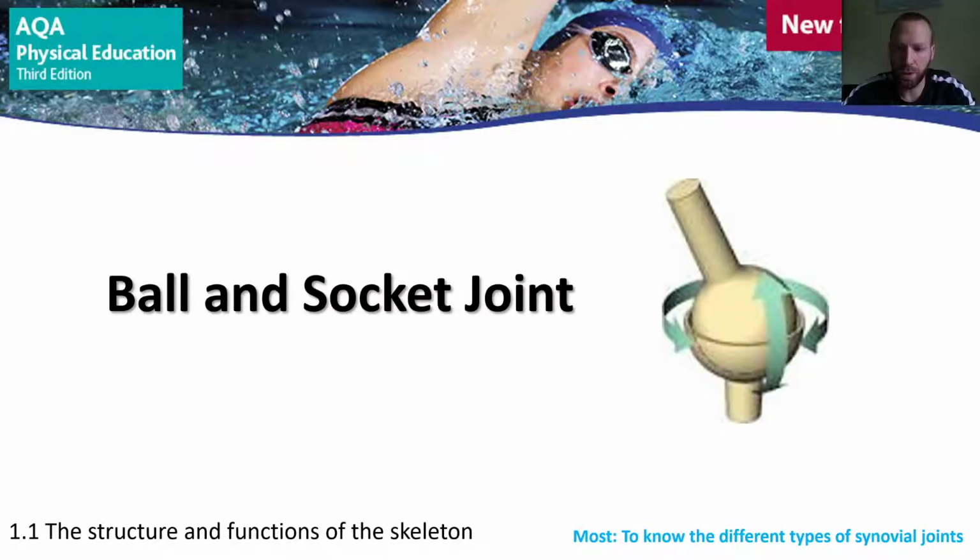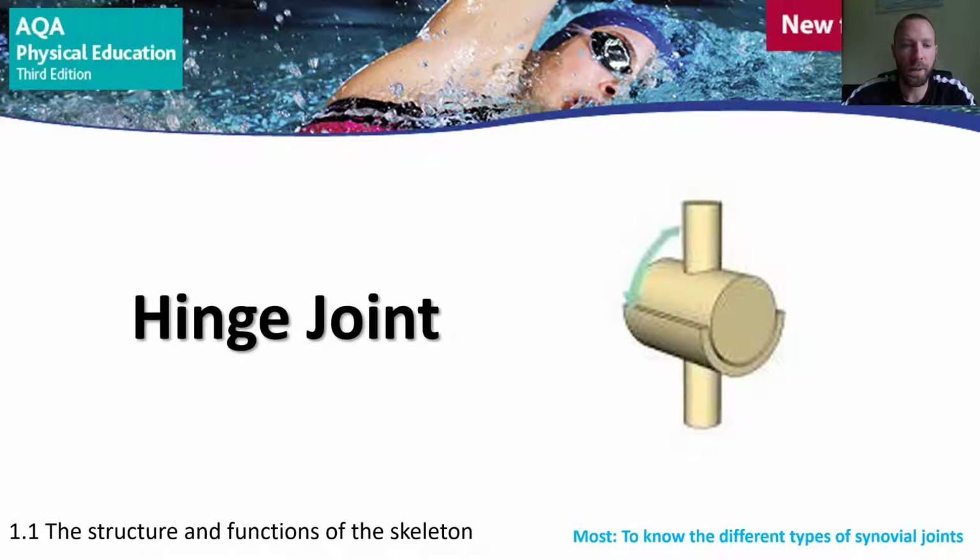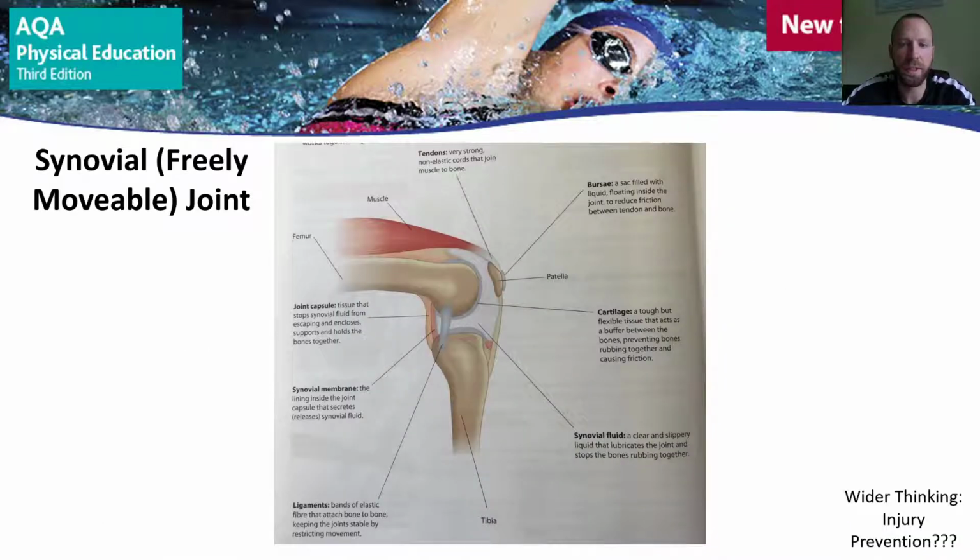So the ball and socket joint. That's the most freely movable joint. Examples being the shoulder and the hip. You can flex, you can extend, you can rotate. And you can abduct and adduct at this joint. The hinge joint, you can only flex and extend. So you can only close the angle of the joint and open up the angle at the joint. Now let's see if we can put this to the test, see what we know in a minute.